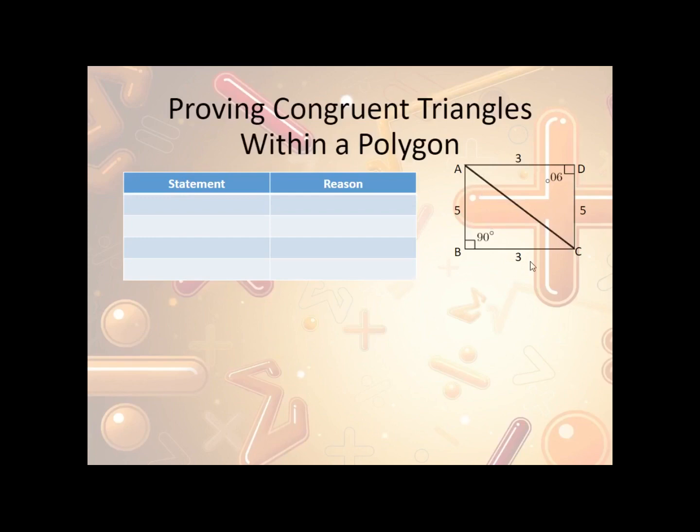So let's prove that these triangles are congruent. Well, we can see now that we have AB is congruent to CD, these two sides. And we know that because it's given, right? They're both length 5. We can also say that BC is congruent to DA, and that's given as well because they're both 3. Now, this side here is shared. So using the reflexive property, we can say that these are congruent to each other as well. So this is AC is congruent to AC, and that is by the reflexive property.